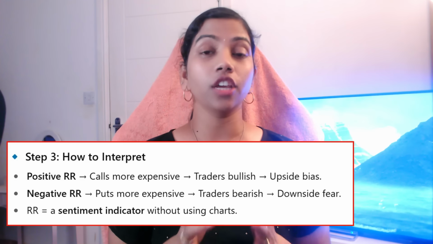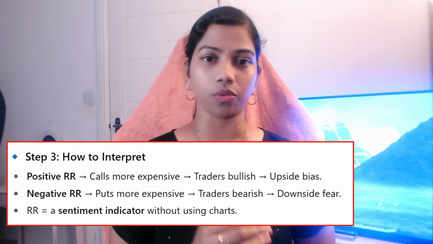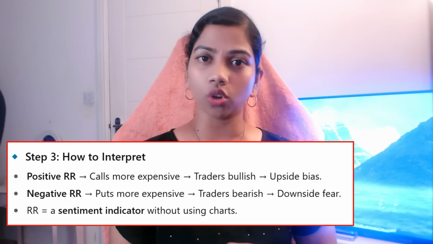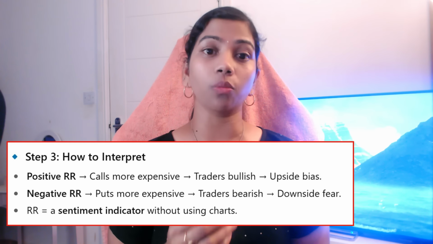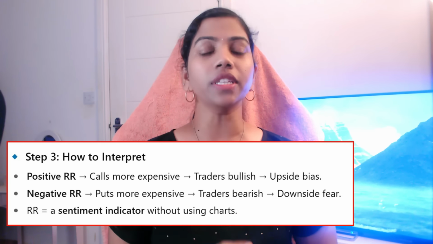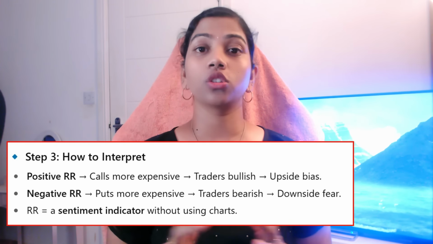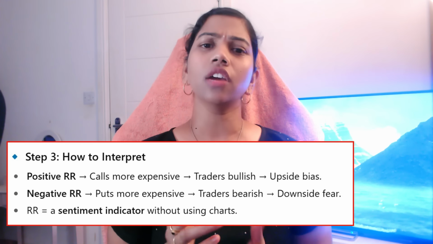But why is this important? Because this tells us which side traders are paying more, upside or downside. See, if risk reversal is positive, it means call options are more expensive than put options, which means traders are willing to pay more for upside exposure. So, bullish sentiment. If risk reversal is negative, it means put options are more expensive than call options, which means traders are paying more for downside protection. So, bearish sentiment.